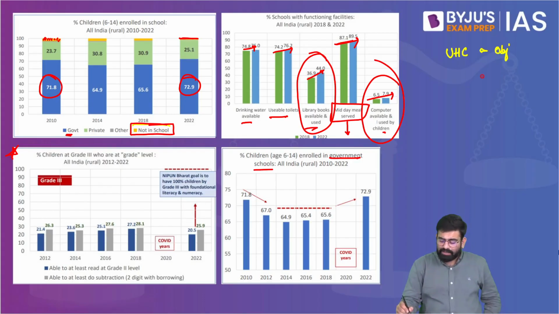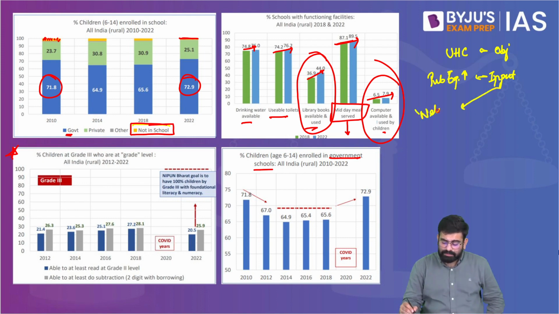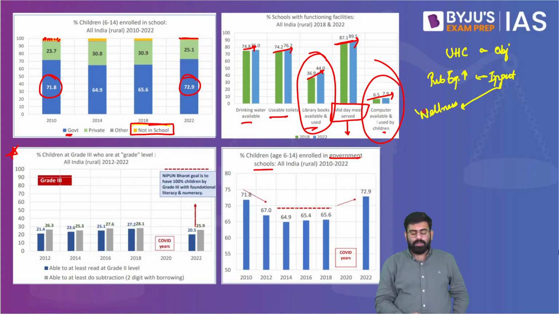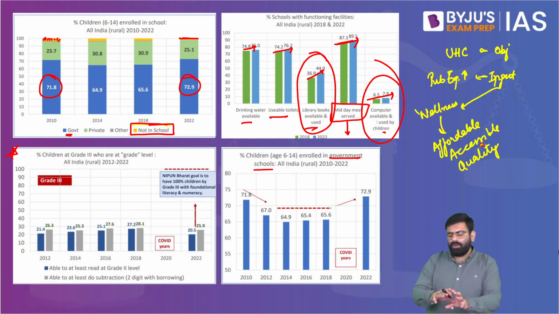To achieve this objective, one of the inputs was an increase in public expenditure, that the government spends more on healthcare facilities. With this input, they can now open more wellness centers, Ayushman Bharat centers, which will basically be the output. The output from these wellness centers will be affordable, accessible, and quality healthcare, which is your basic objective. And we generally limit our understanding till here.